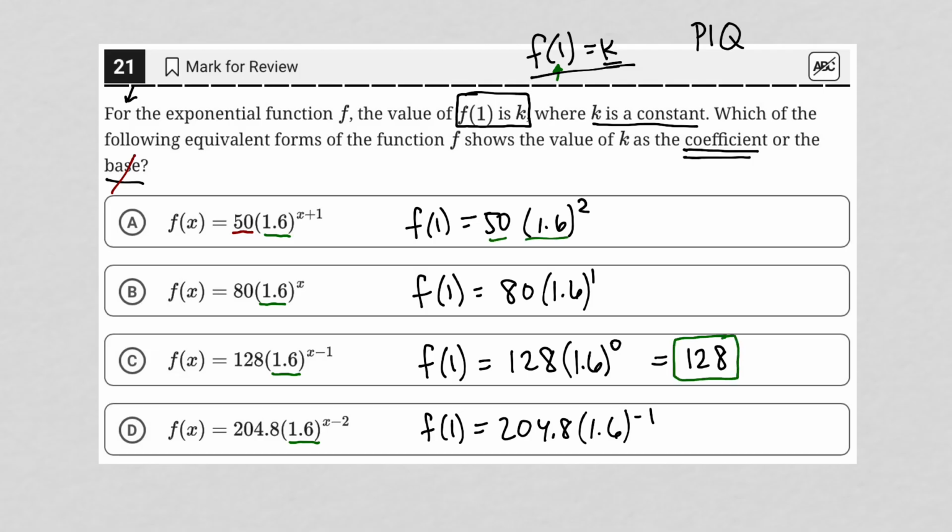No 50 times 1.6 squared. Even 80 times 1.6 to the first power is going to give us some other value that's not listed here, right? We want our coefficient to actually be the value of k. So in this case, the coefficient is 128. The value of k is 128. They match, and that's why choice C is the best answer here.